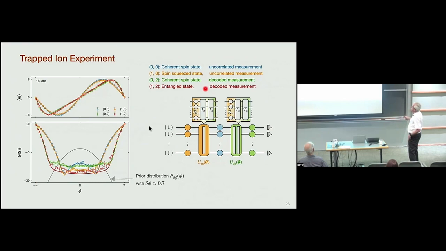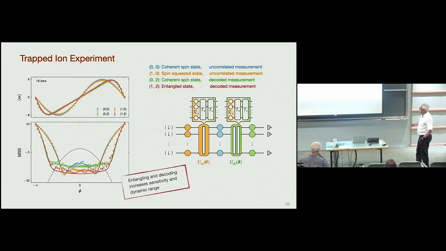And you can see now that indeed the dynamic range is more like a triangular dependence up here, becomes very broad, but this also goes very deep at that point down here. This is what we want. So that's an experimental example. Of course, we really would like to do these things for much larger systems, more atoms and so on, but I think there's some reasonable prospects for that. So entangling and decoding increases sensitivity and dynamic range.